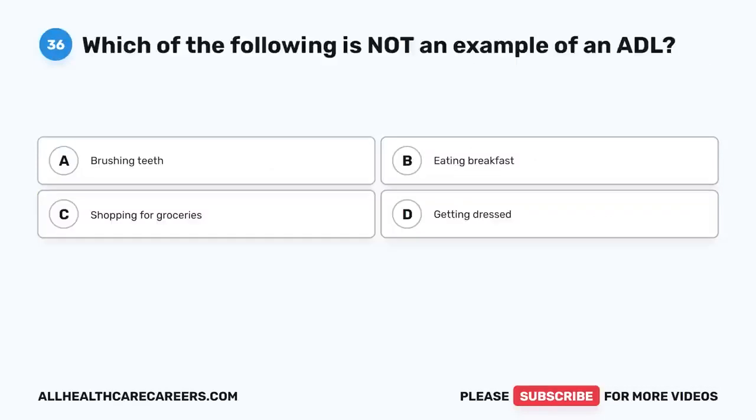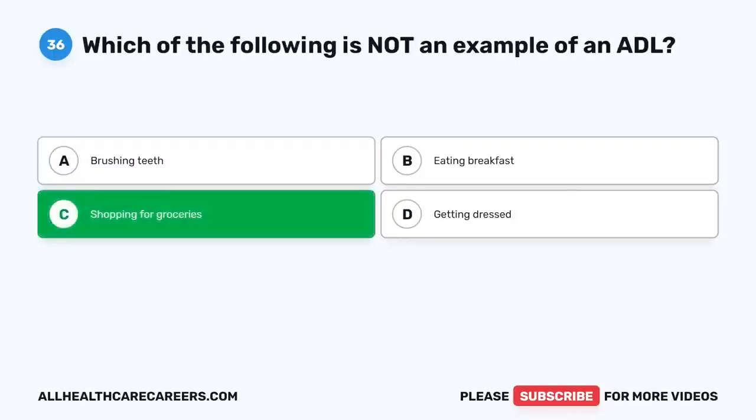Question 36. Which of the following is not an example of an ADL? A. Brushing teeth. B. Eating breakfast. C. Shopping for groceries. D. Getting dressed. The correct answer is C.